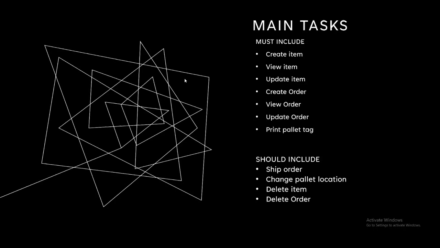The main tasks which the application accomplishes were all of the ones on the must include list of requirements and some of the ones on the should include list of requirements from Assignment 1. So the must include tasks are create item, view item, update item, create order, view order, update order, and print pallet tag. And the should include tasks are ship order, change pallet location, delete item, and delete order.